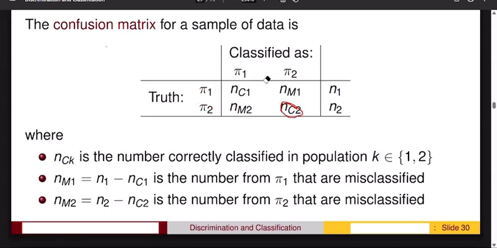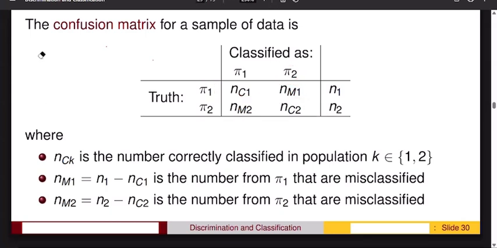But you know what? Another thing exists in the world where we don't get it right. The nature says the object should be in group one, but your model classifies the object to be in group two. The NM1 represents that, and the same thing with the NM2. So I just wanted you to take note of that.